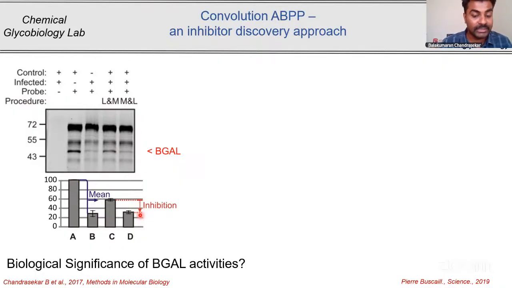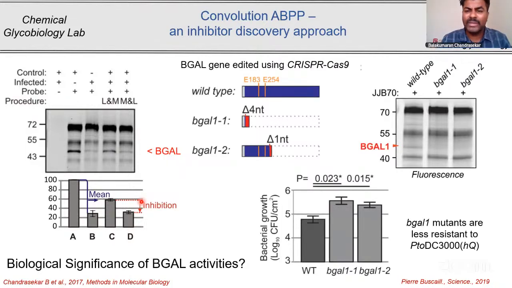So exactly, we got the same result: there was an inhibition when we mixed and then labeled our sample. This indicates that there is an inhibitor present in the infected sample, and this inhibitor is inhibiting the beta galactosidase enzyme. Okay, so why is beta galactosidase getting inhibited during a plant pathogen interaction? If this enzyme is targeted by a pathogen, or is inhibited during an interaction, it should be an important enzyme, an important immune enzyme.